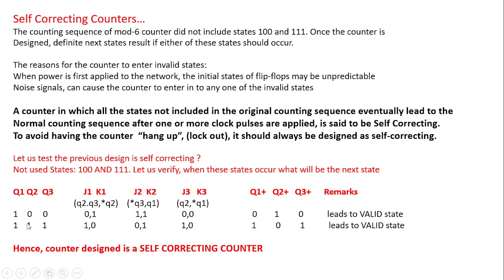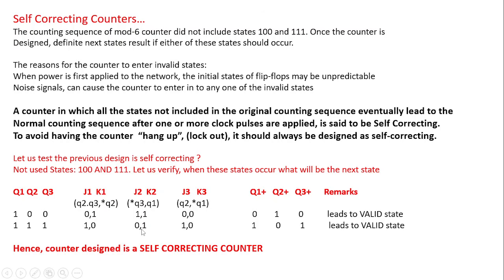In the same way, we have calculated the different values for J1, K1, J2, K2, J3, K3 for another invalid state, 1, 1, 1. So we applied the equations of J1, K1 and written the values of these inputs. Now let's take one by one. For Q1, if the inputs are 1, 1, 1 and J1, K1 is 1, 0, then 1, 0 is a set state, so it will become a 1.